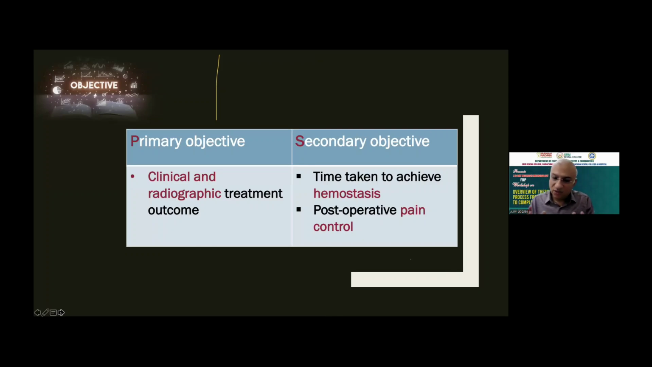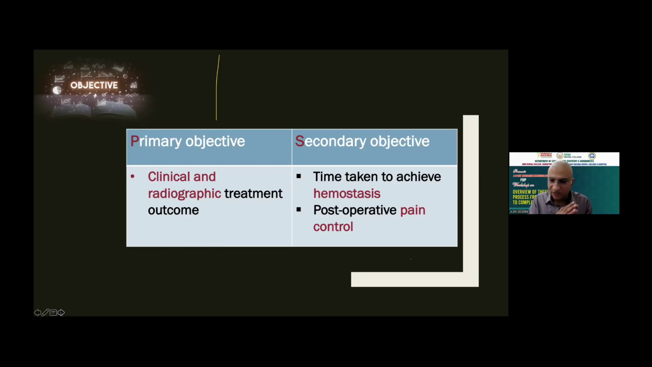Now, you may change depending on your understanding or what you are looking from that study. You may make this time taken to achieve hemostasis as a primary objective, or the postoperative pain to be the primary objective with cryotherapy, and make the radiographic at the end of 1 year or 4 years as your secondary objective. Now, these sometimes are interchangeable.